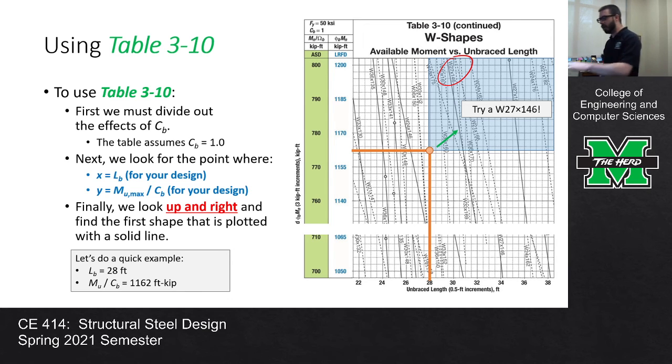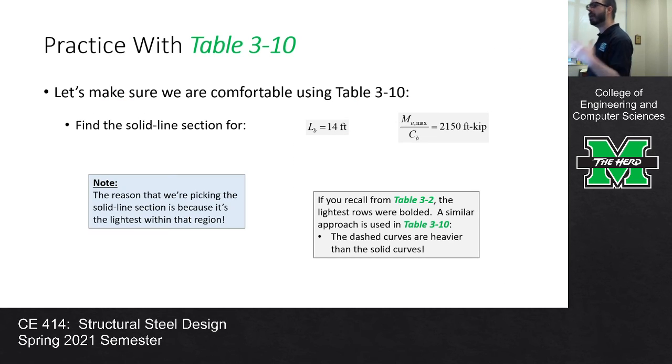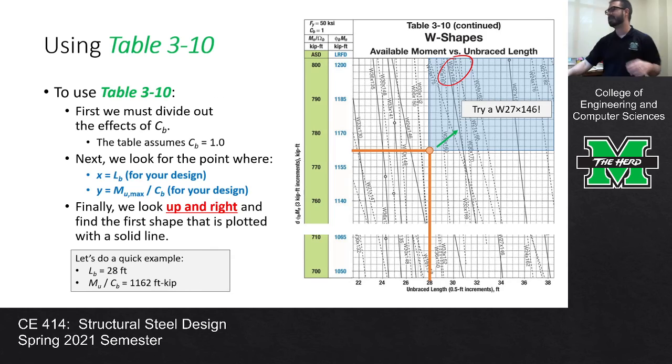Now, I want to talk a little bit about why we go to the solid line sections. If you remember in the ZX table, we would find our section, but then we would go to the bold row. We went to the bold row because that was the lightest section in that region. That's the same thing that's going on here. When you look at these regions, the solid line sections are the most economical shape in that region.